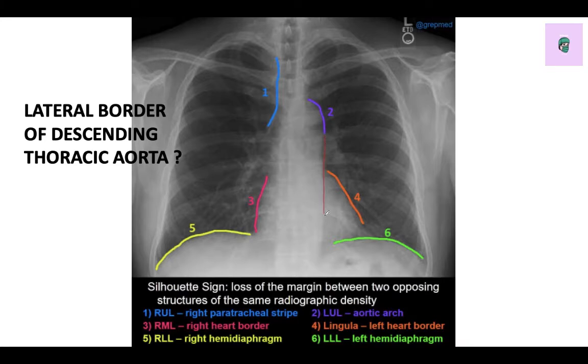If I continue this here, this is your descending thoracic aorta, which we are going to number as 7. So these are the only 7 lines you need to remember, and then it's going to be super easy. Now, this principle of localization of consolidation is based upon basically your silhouette sign.